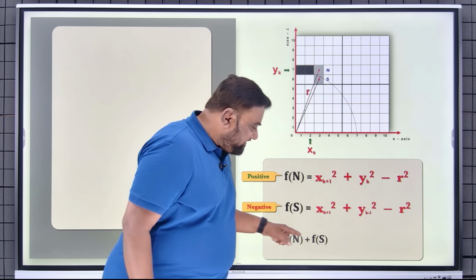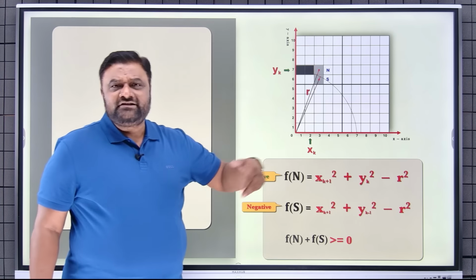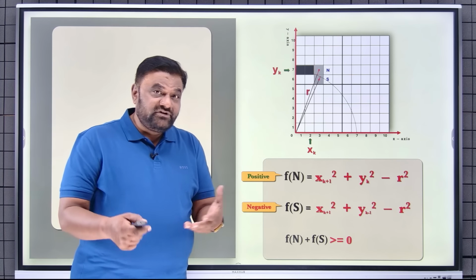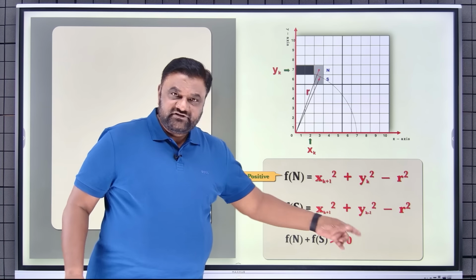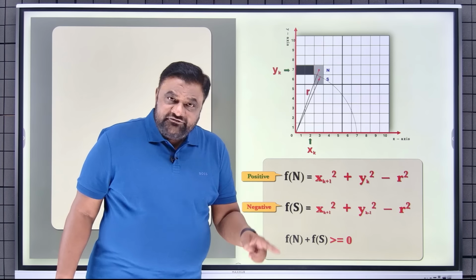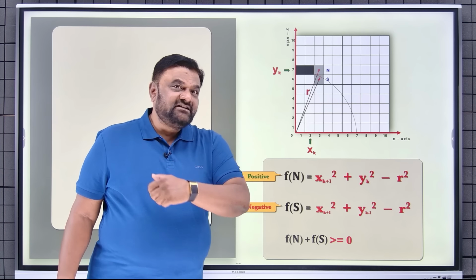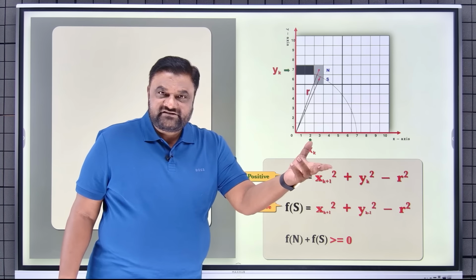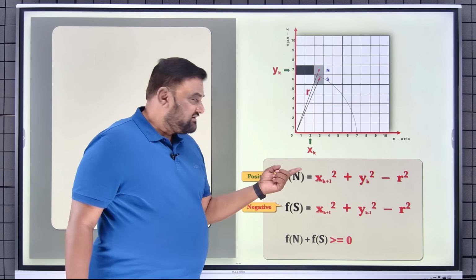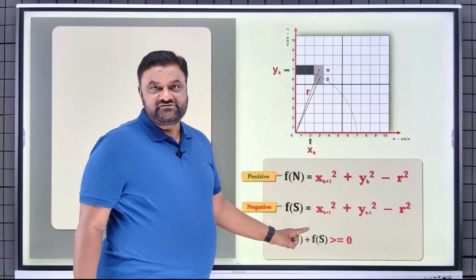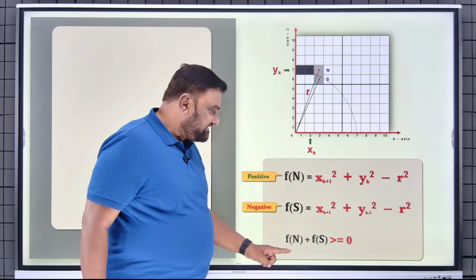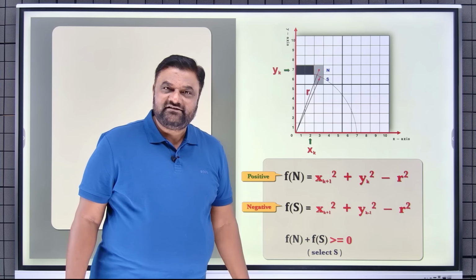Otherwise, if this is greater than or equal to 0, we'll include equal to also. We have to include equal to on any one side, so we'll include it here. If it is greater than or equal to 0, it means it's positive. Then which pixel is far away from the circumference? The northern one. This is bigger. So who is closer? This is closer. So we'll select the southern pixel.